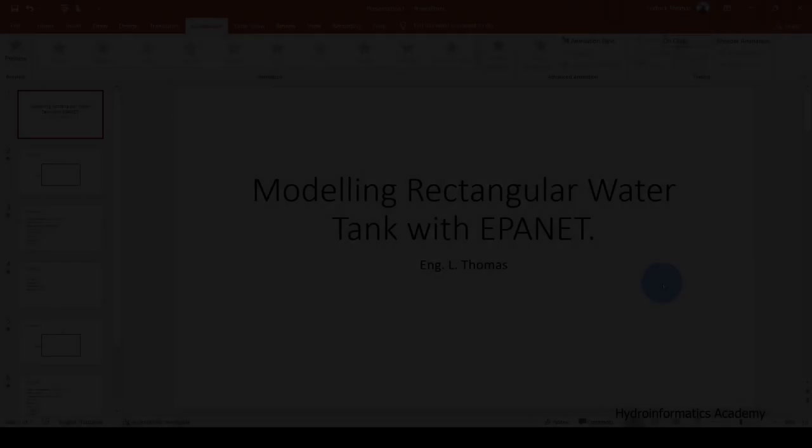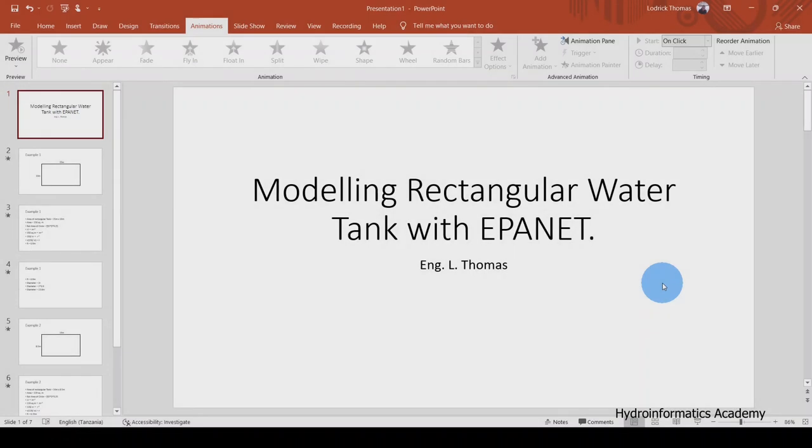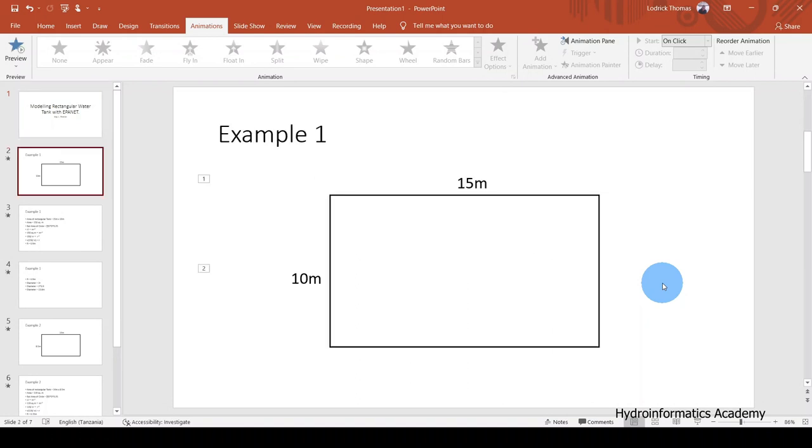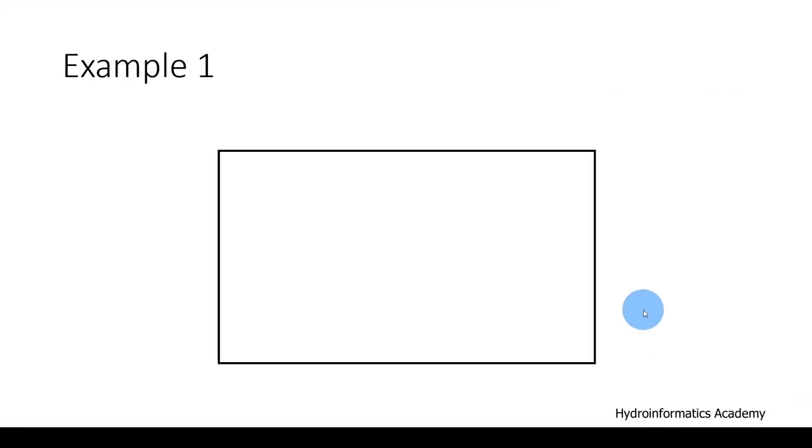So to solve such a problem, I prepared a few examples just to show you how to go around it. The first example is this one. Let's assume that we have a rectangular storage tank with the internal dimensions as follows. The length is 15 meters, and the width is 10 meters. Remember, these are internal dimensions.